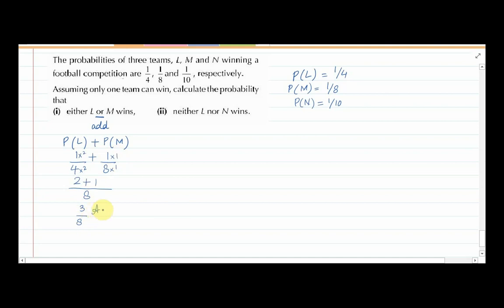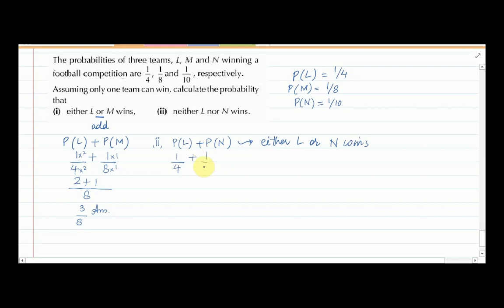Right? For the next part, it says neither L nor N wins. So first I will find probability of L plus probability of N. What am I finding? Either L or N wins. And then I will find neither L nor N wins. So first thing, the probability of L is 1 divided by 4 plus probability of N is 1 divided by 10.